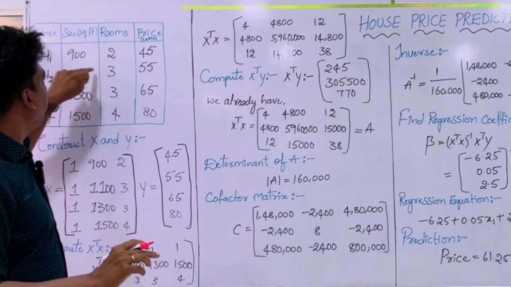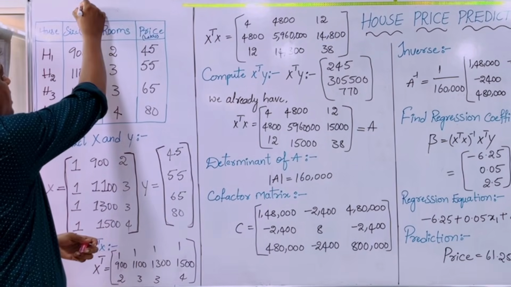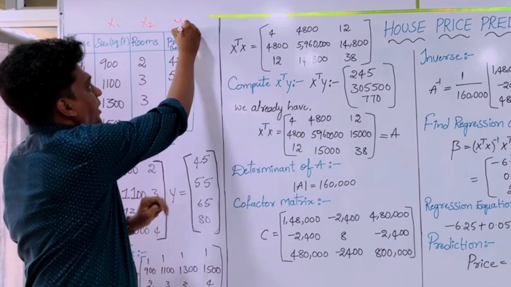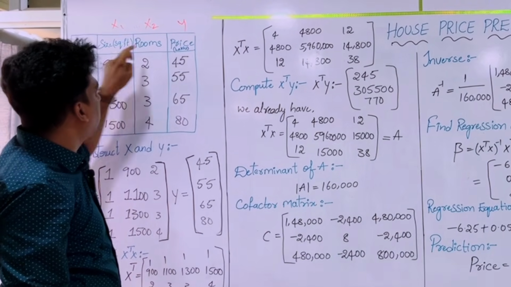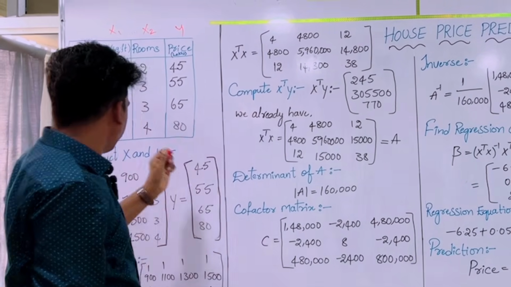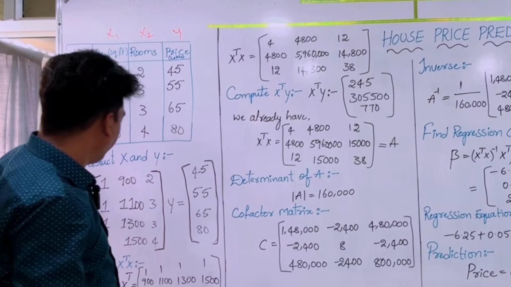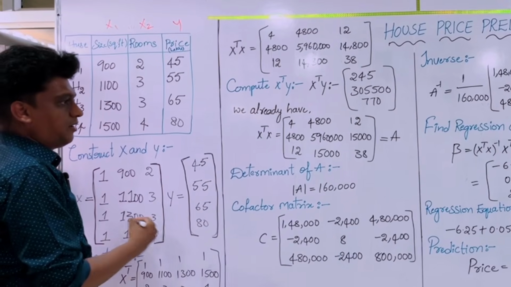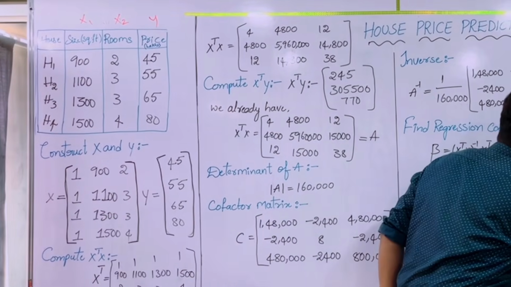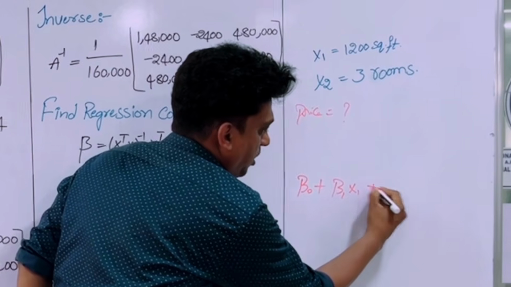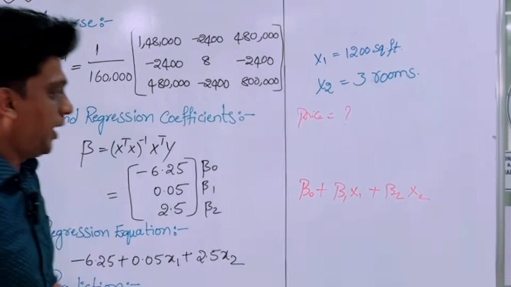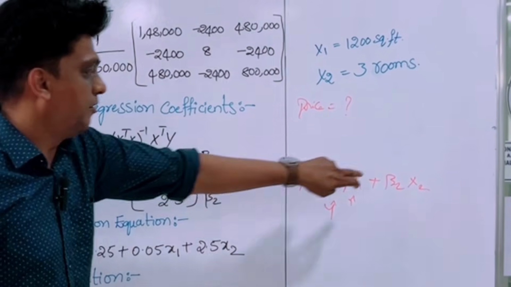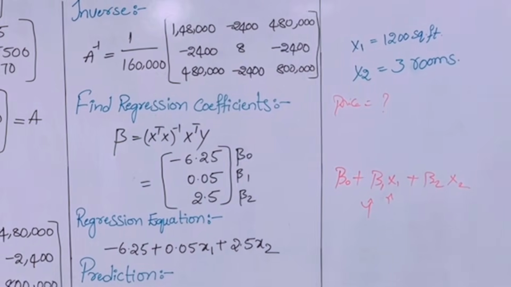Here we need to consider the independent variables as x1 and x2, and the price value is y. So this y depends on x1 and x2. The first thing we need to consider is the x value. We already know that it can be defined with the formula beta naught plus beta 1 x1 plus beta 2 x2. This is the equation for the prediction. From this we find the equation of the prediction of the regression line.